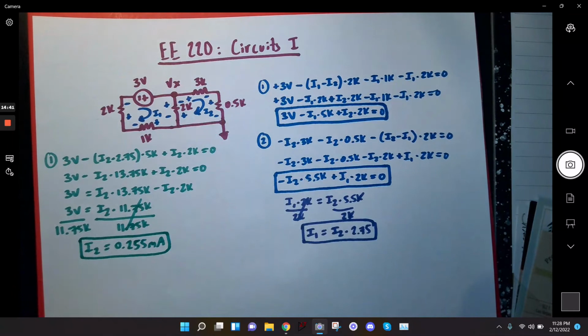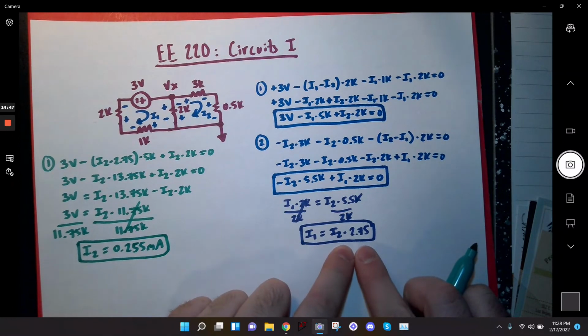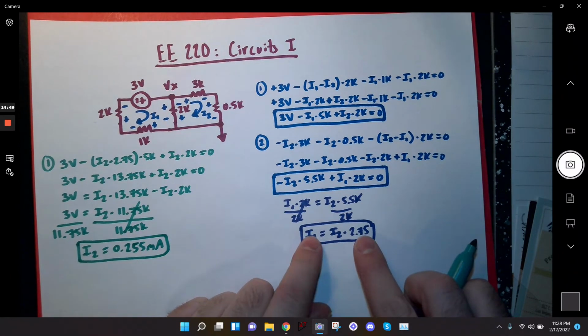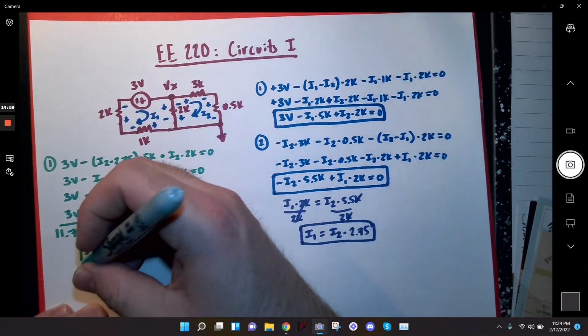Beautiful. All right, so I've got I2, and I have an equation for I1 in terms of I2. So I just take I2, multiply it by 2.75, and that gives me I1. So let's take that value times 2.75, and I get 0.702. Okay, so that's 0.702.